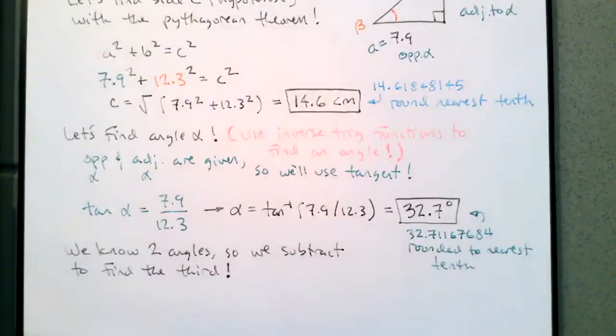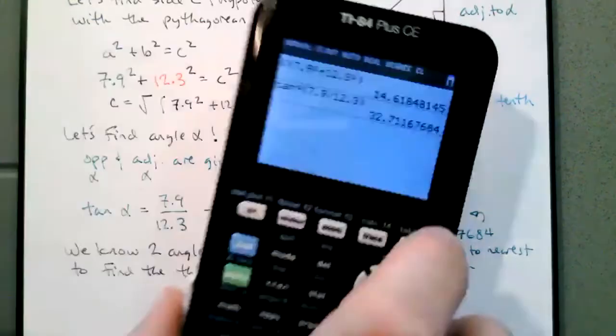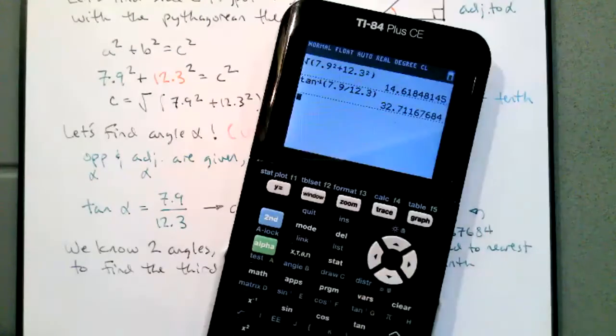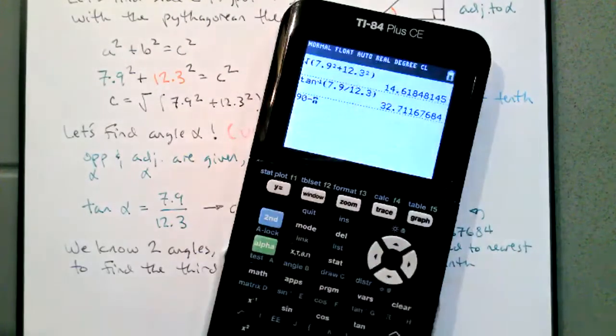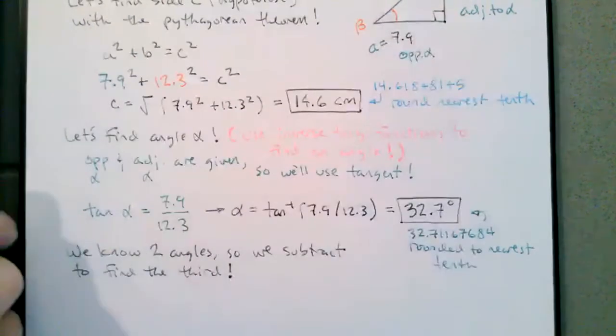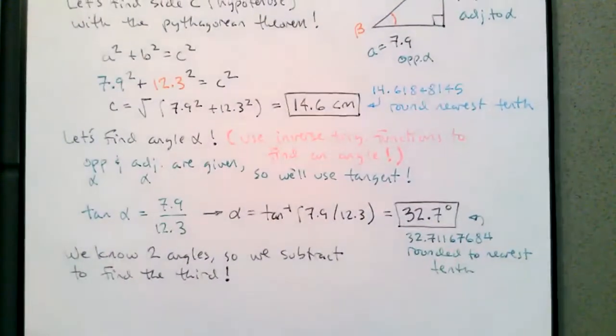In this case, the 32.7 has been rounded. So I want to avoid rounding error, so I'll say 90 minus whatever I had. I'm going to use the answer key because the calculator right now has the 32.71167684 stored. So I'll do 90 minus the previous answer and hit enter. And now I'm not using rounded information. And I have 57.3 rounded off. Subtraction is the safest place to not worry so much about the rounding.